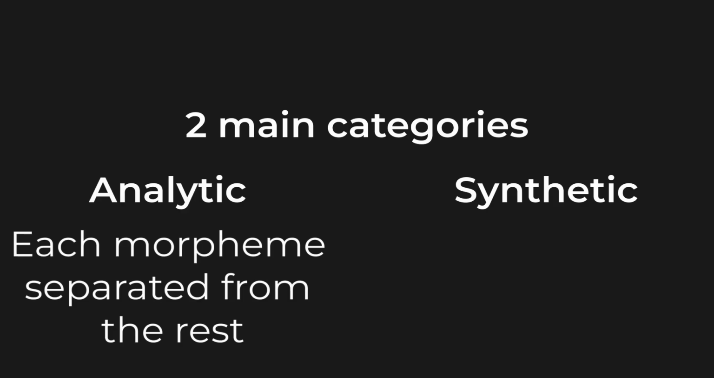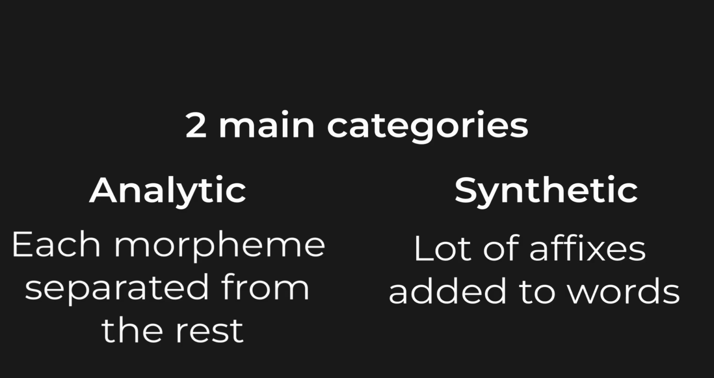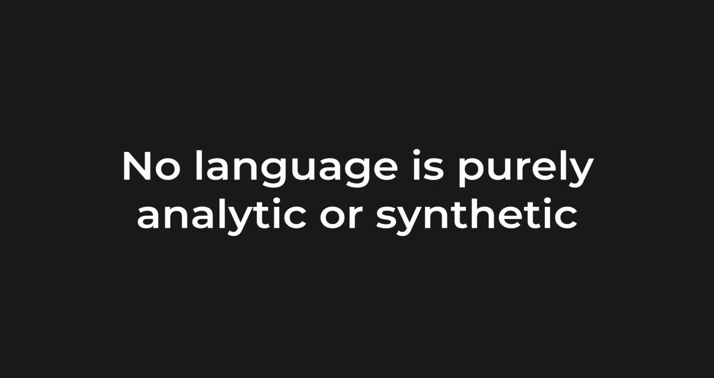There are two main categories for that. A language can be analytic or synthetic. An analytic language tends to have each morpheme as its own unit, separated from the rest. Affixes, morphemes that are attached to a word to change its meaning, are not really used. On the other hand, a synthetic language tends to frequently add affixes to words. Realistically speaking, there is no language that is purely analytic or synthetic.